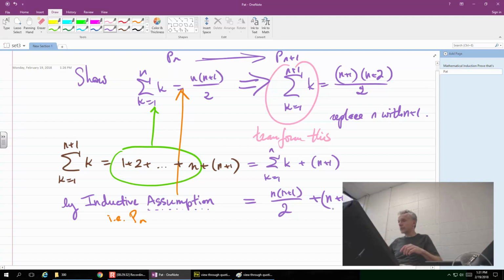Why isn't the second term divided by 2 as well? No, n plus 1 came from over there. You see the green circle? That is the summation up to n, and then there was one extra term with no division. So you were asking about this point over here. Summation up to n plus 1 is summation up to n plus the last term. This is the last term.